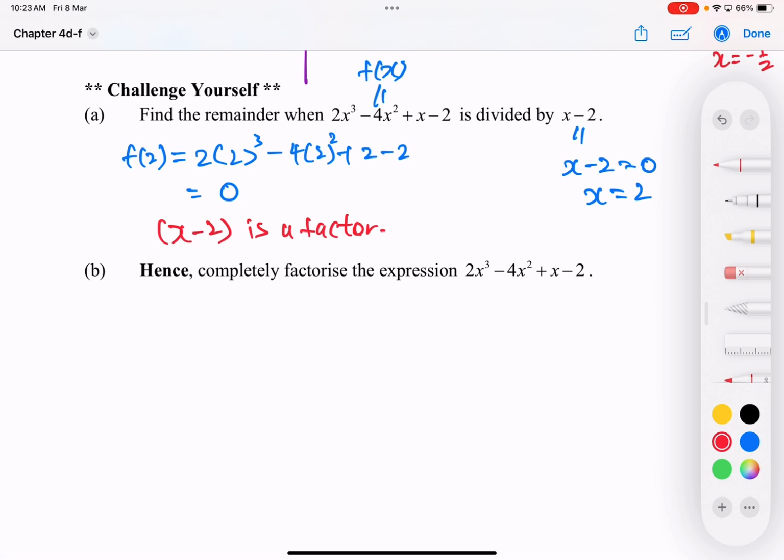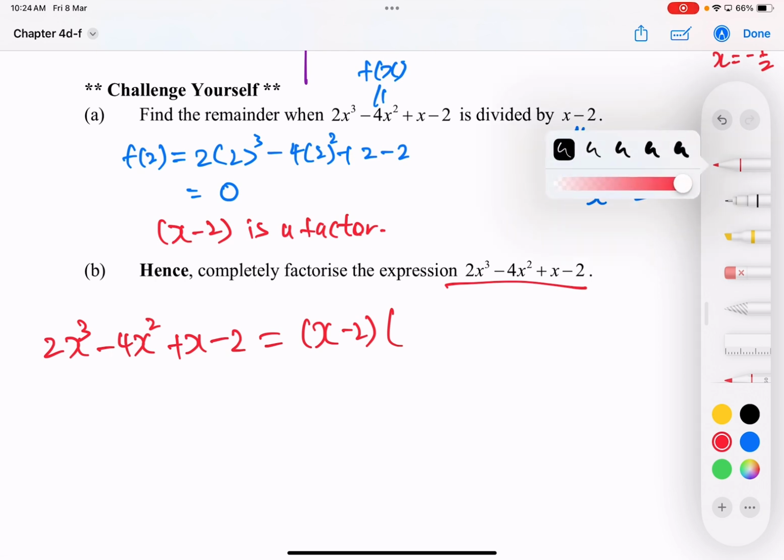I'll show you both methods, and then you decide for yourself which one you think is easier. Now, we know that this expression is 2x cubed minus 4x squared plus x minus 2, and f(x) is equal to the divisor, which is a factor, multiplied by the quotient. There is no remainder, because I know the remainder is 0.